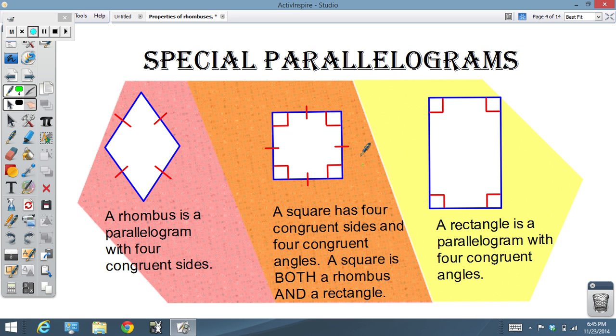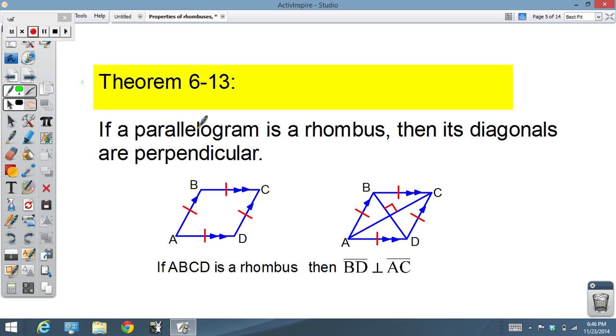And a square, the reason I got it here in the middle, and I've got the whole thing shaded differently, a square is both a rhombus and a rectangle. It has congruent sides, all 4 of them, like a rhombus, and 4 90-degree angles, just like a rectangle. So a square is a combination of both a rhombus and a rectangle. Got it?